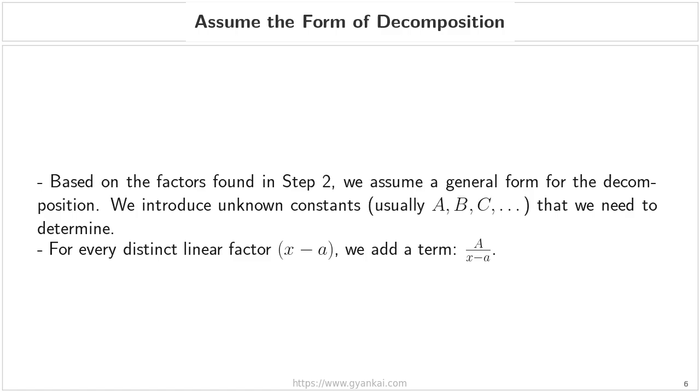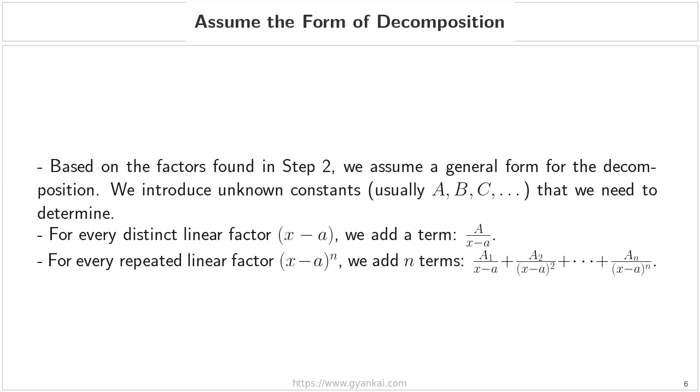First, if we have a distinct linear factor, something like x minus a in the denominator, we add a term of the form a divided by x minus a. So, for example, if we had a factor of x minus 3 in the denominator, we'd add a term a divided by x minus 3 to our decomposition.